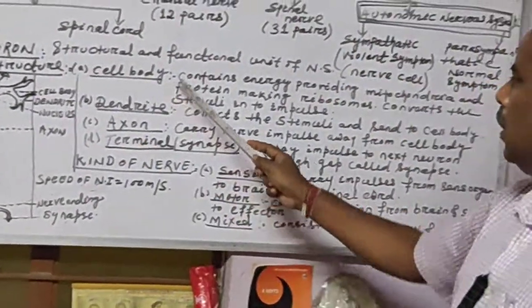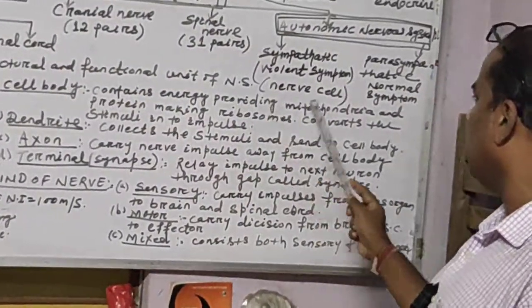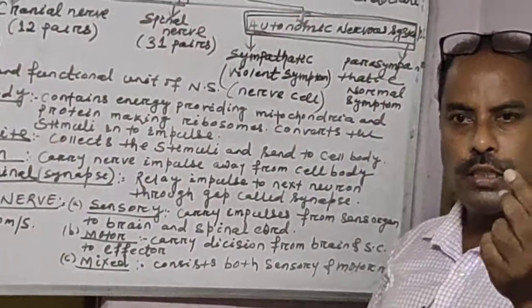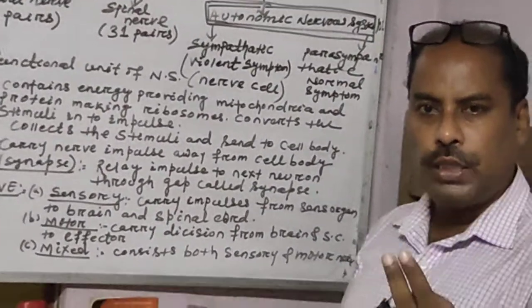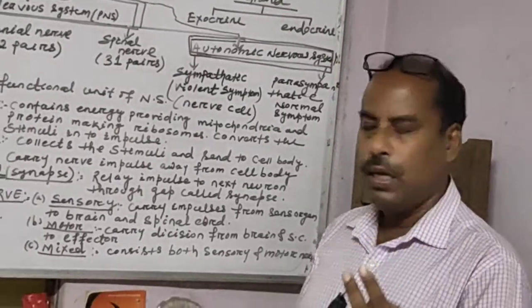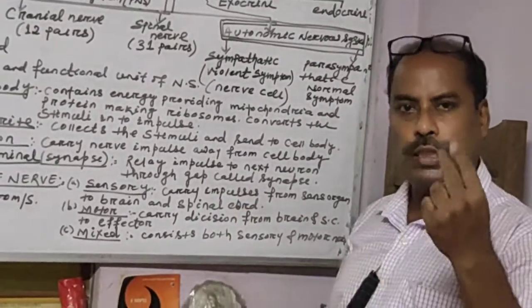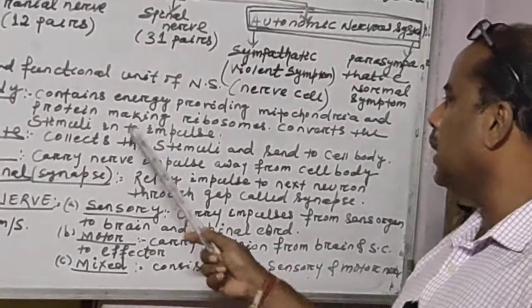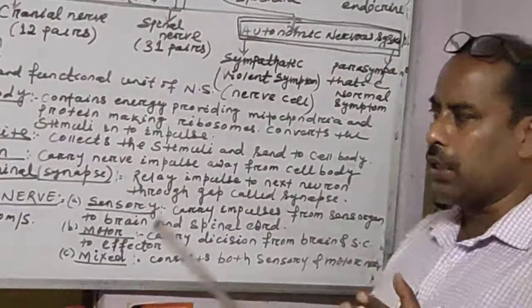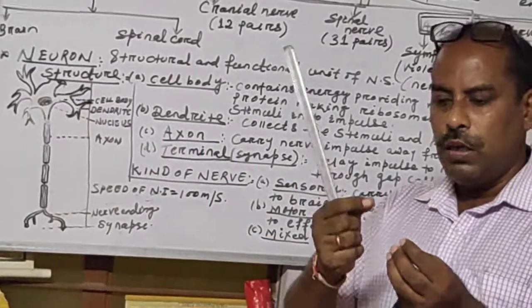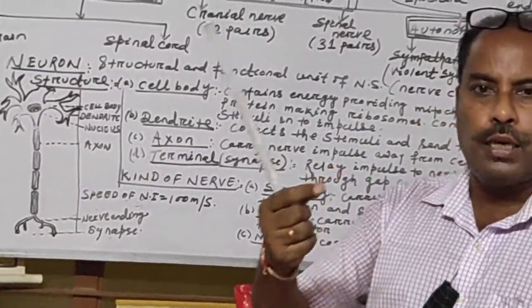The cell body contains energy-providing mitochondria and protein-making ribosomes. It consists of two important parts: the ribosome, which synthesizes protein, and the mitochondria, which synthesize energy. Then it converts the stimuli into impulses. Its main work in the neuron is that the cell body converts the stimuli into electrical signals.